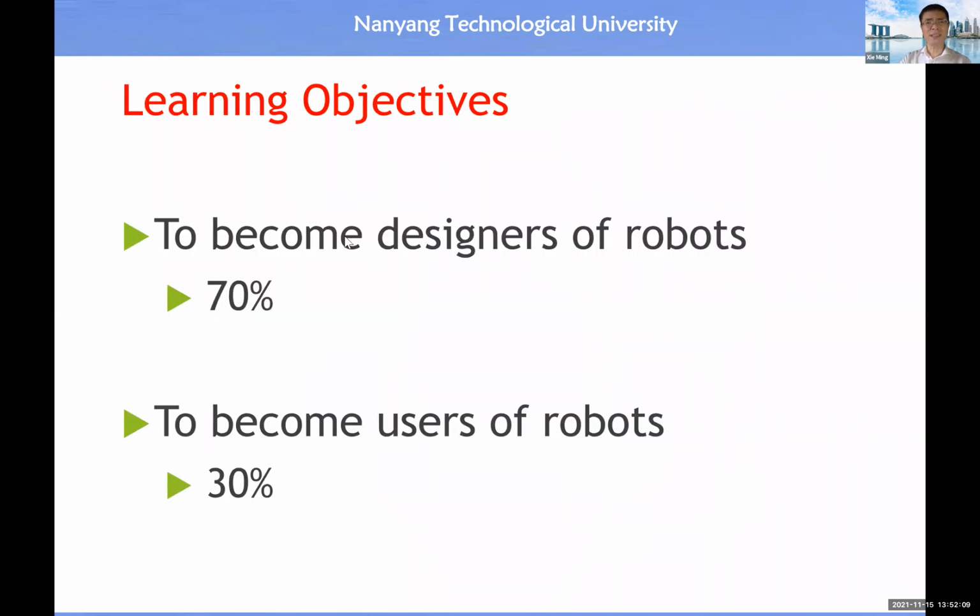In terms of the objective of learning or teaching, we have two objectives. The primary objective is for you to become a designer of the robot. And the secondary objective is for you to become a user of the robot. So you must adjust your mindset and put yourself into the mindset of a designer. In this way, you will be able to link all the topics together, okay? And make your study more enjoyable, all right?